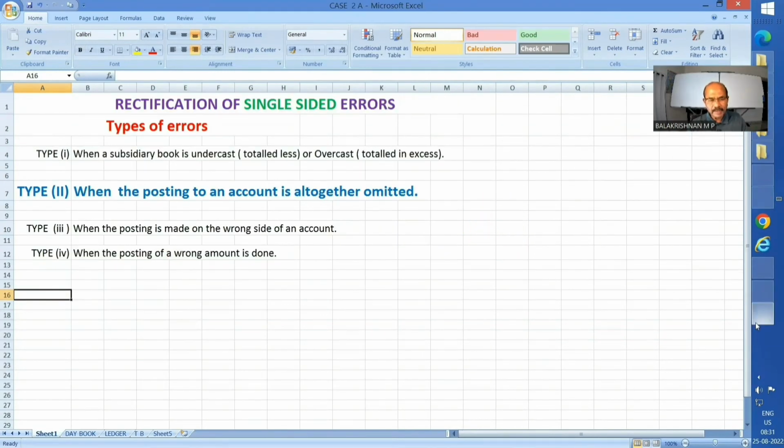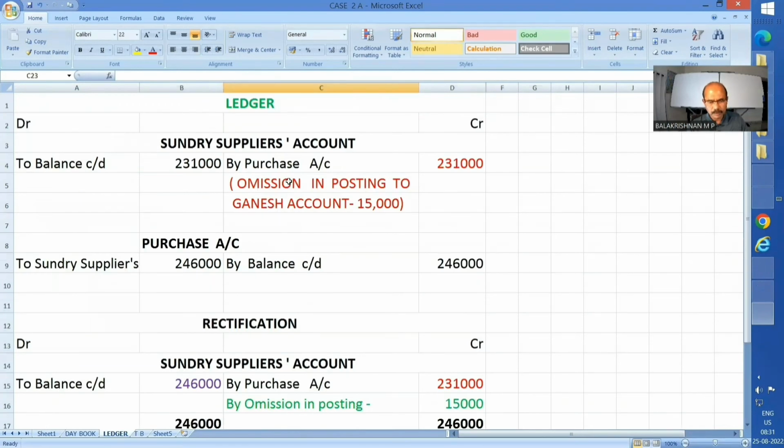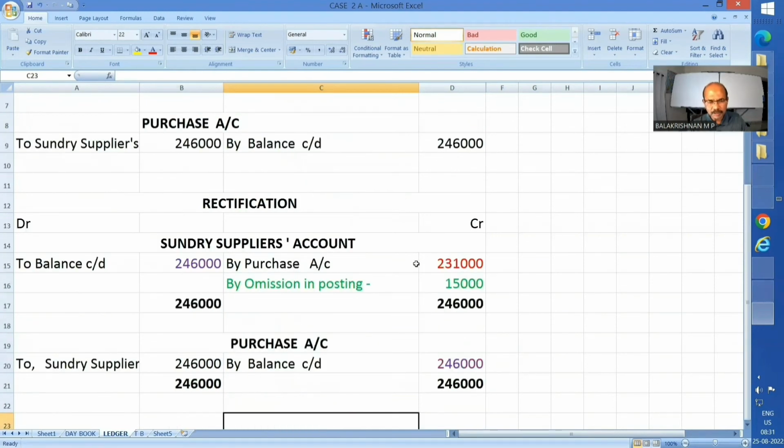Well, next type of error, when the posting to an account is altogether omitted. We had seen that Ganesh 15,000 was not posted, resulting in the supplier's account showing 2,31,000 only, whereas the purchase book having been rightly totaled to 2,46,000, the purchase account was shown 2,46,000. So there is a disagreement of 15,000. How is he going to rectify it?